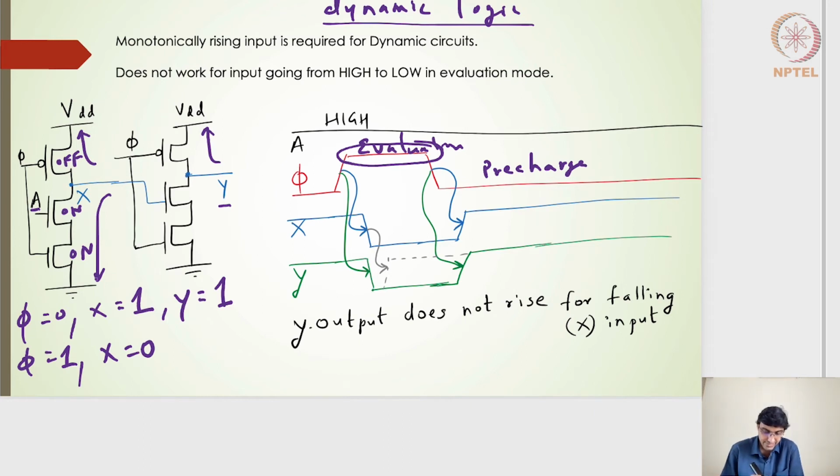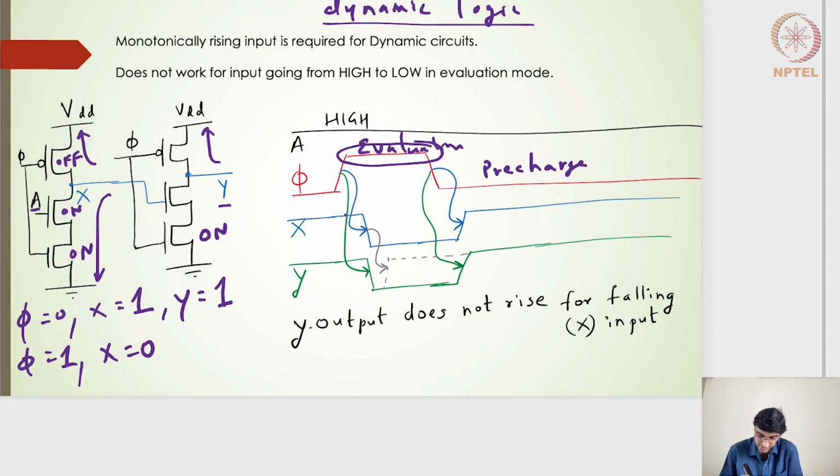Now X goes to 0. What really happens to Y, right? When phi is equal to 0, Y has been pre-charged to 1. But the moment phi is equal to 1, that represents this transistor is on, all right?